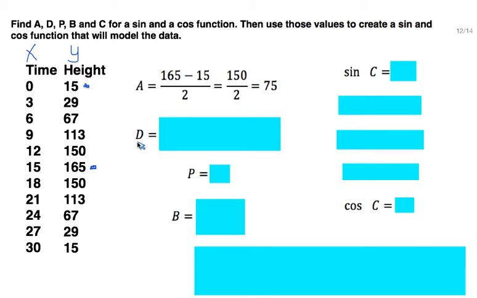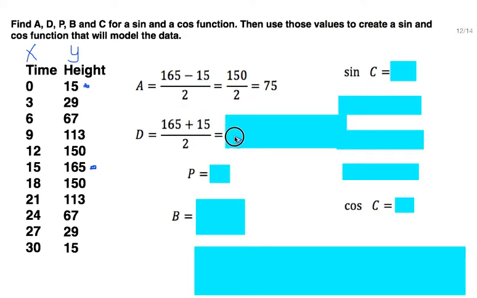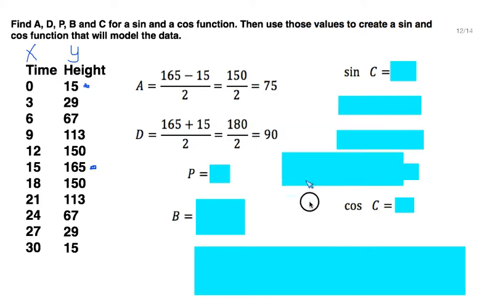Now to find your D value, very similar. It's going to be the maximum plus the minimum divided by 2. So the only difference between your A formula and your D formula is your sign. And 165 plus 15 gives you 180, divided by 2 gives you 90. Okay, so now we found our A value and we found our D value.